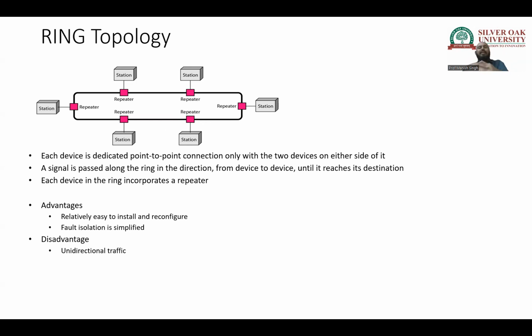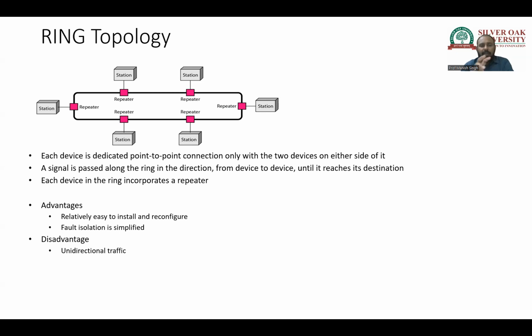Why is it called ring topology? Suppose this is PC1 and this is PC2. If PC1 wants to send data to PC2, your packet travels in a unidirectional way, meaning it goes either clockwise or anti-clockwise. Suppose this PC wants to send data to this station, it will go like this, not from this device to this device directly. That's why it is called unidirectional, and it works in an anti-clockwise or clockwise movement.